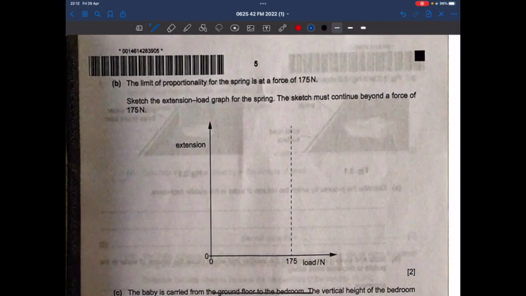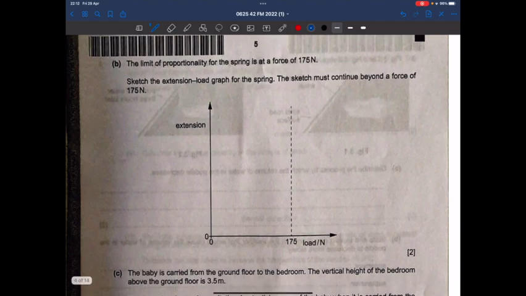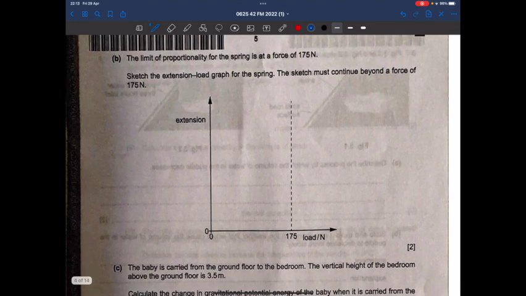The limit of proportionality of the spring is at a force of 175 Newton. Sketch the extension load graph for the spring. The sketch must continue beyond the force of 175. You know it's supposed to be a straight line starting from point 0 because it's just extension. So when it comes to the extension, it means it's a straight line.